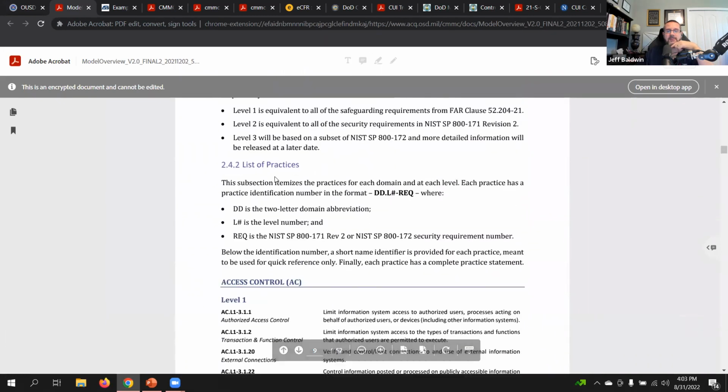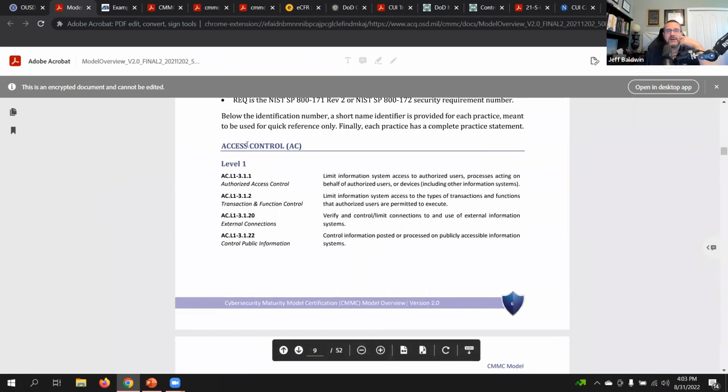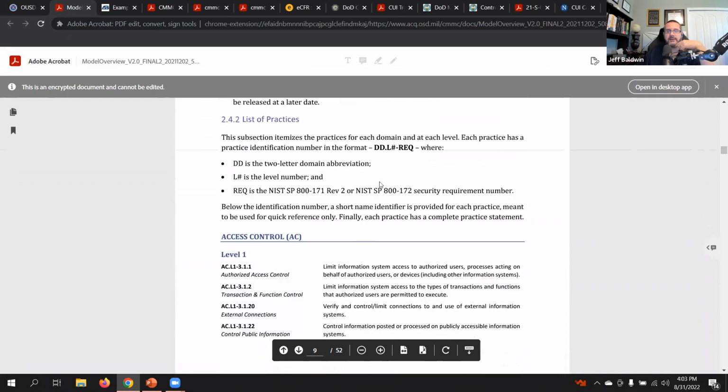But for this one, for the particular numbering, here's the numbering scheme. The first part of it will always be the domain and then the level number, L1 for Level 1. And then this is the number of the practice or the requirement from 800-171. So you combine those three things together to get the numbering scheme for CMMC. Yeah, there's the explanation there.